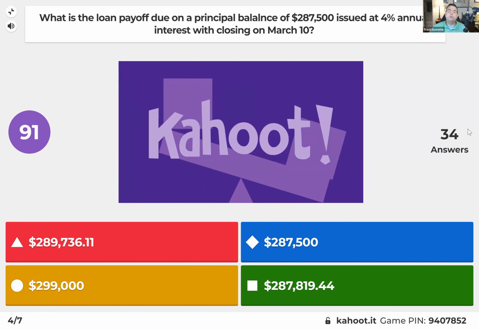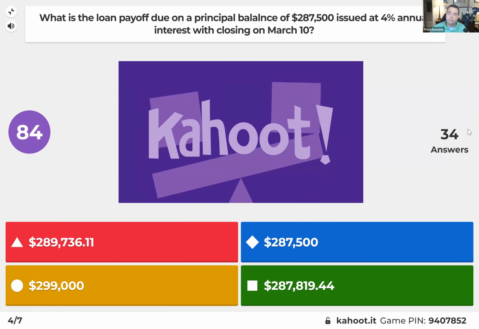Don't try to remember steps. Think about the definition you already know for a loan payoff. We just went over it. If you think about that definition, the steps will become clear.